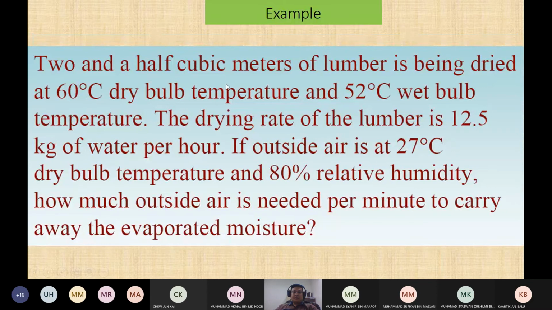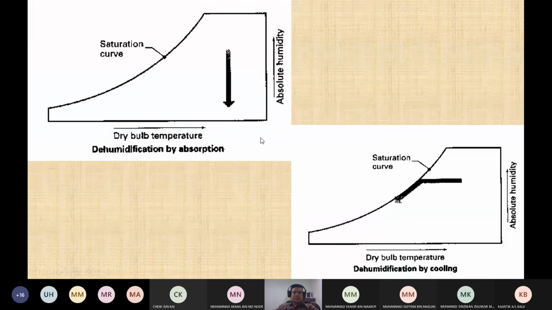Two and a half cubic meters. This one is an example. Lumber is being dried at 60 degrees Celsius dry bulb temperature and 52 degrees Celsius wet bulb temperature. The drying rate of the lumber is 12.5 kilograms. So how much supply air is needed per minute to carry away the evaporated moisture? This is the condition we want to control. If we want to control the drying humidity, we should lower the absolute humidity. And if we want to dry, we should increase the temperature.